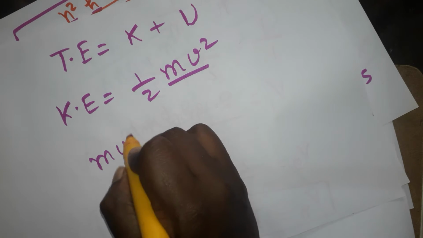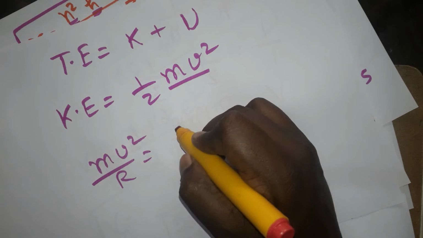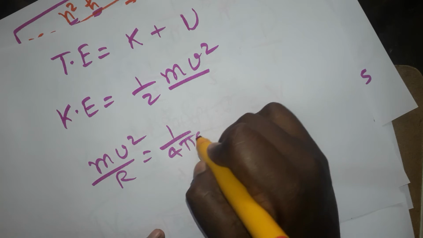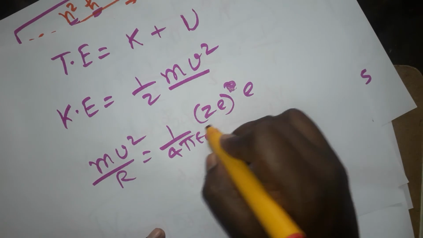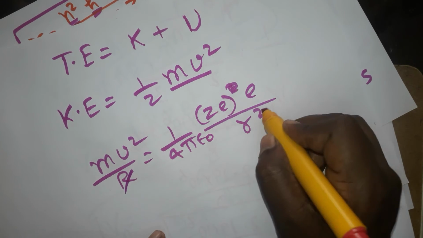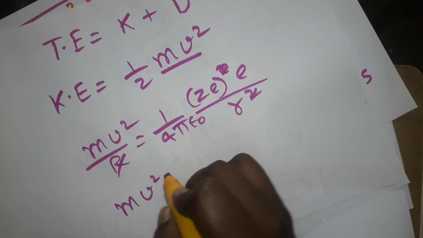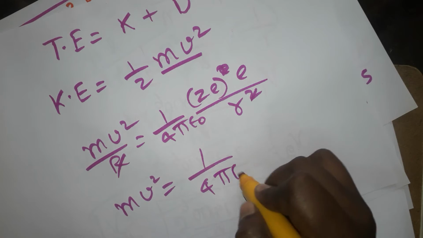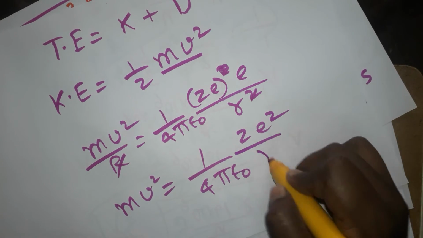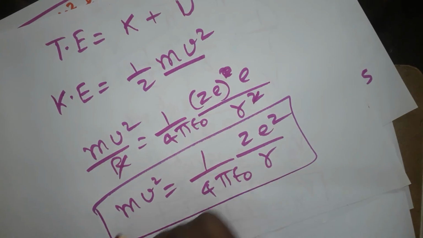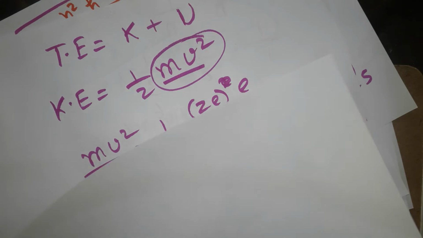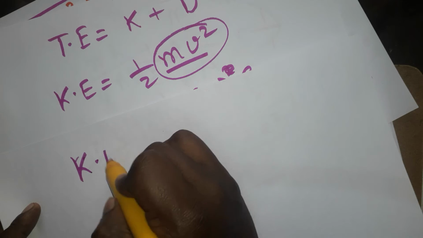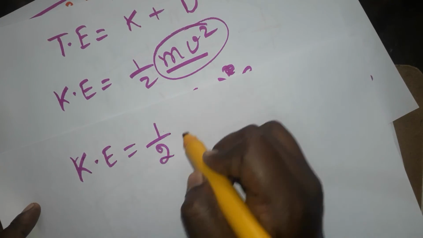So mv square by r is equal to equation 1. First I wrote this one: 1 divided by 4 pi epsilon naught, z e into e divided by r square. R gets cancelled. So mv square is equal to 1 divided by 4 pi epsilon naught z e square divided by r. So this is what we have for the mv square value. Now I am going to substitute it: kinetic energy is equal to half times the mv square value.